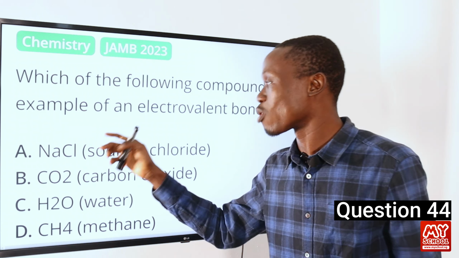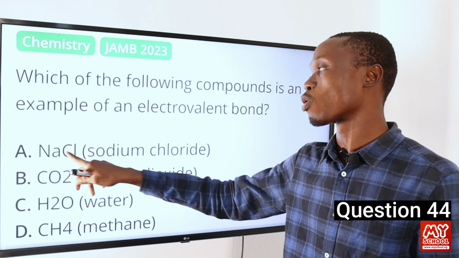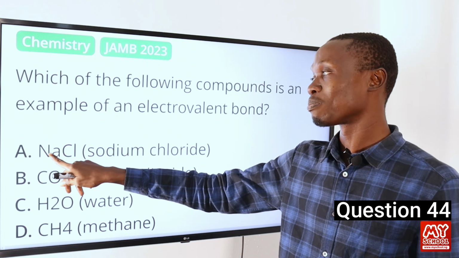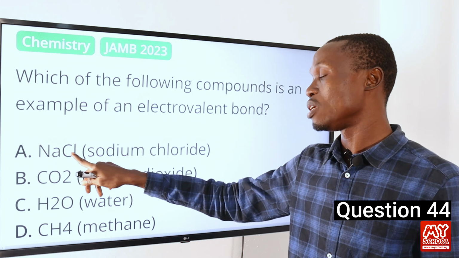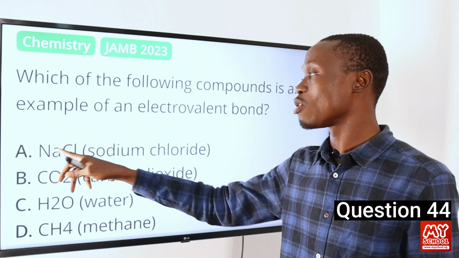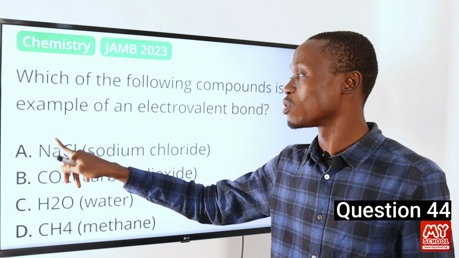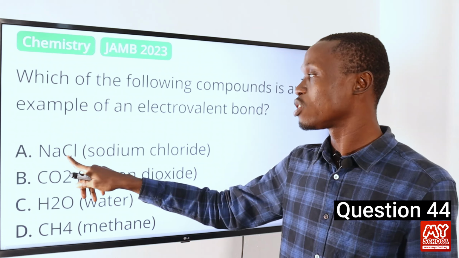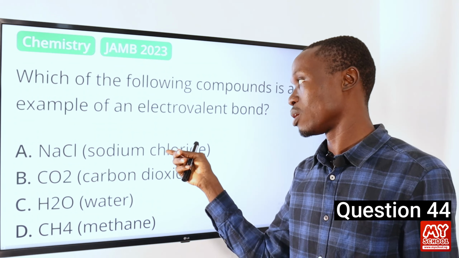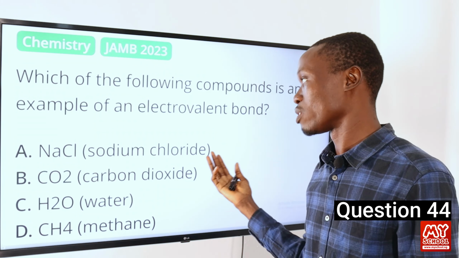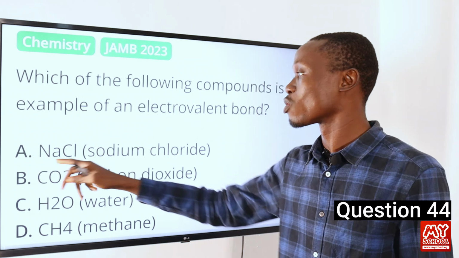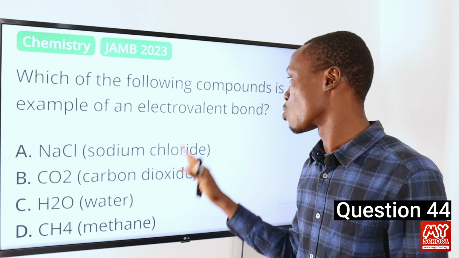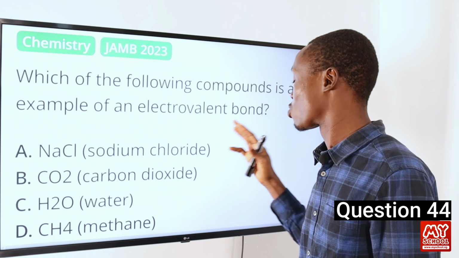If you look at the options that are given to us, we are given sodium chloride, and we know that sodium is positive and chlorine is negative. During the formation of sodium chloride, sodium is going to donate an electron which chlorine will accept, to produce sodium chloride. So the answer to this question is option A. Sodium chloride is an example of an electrovalent bond.